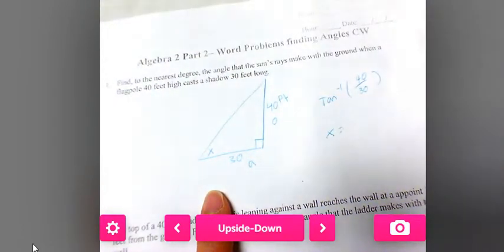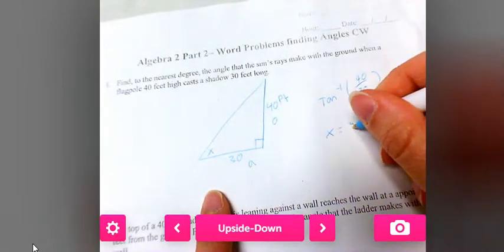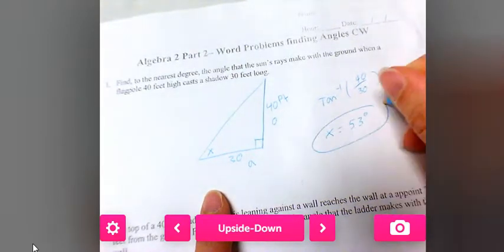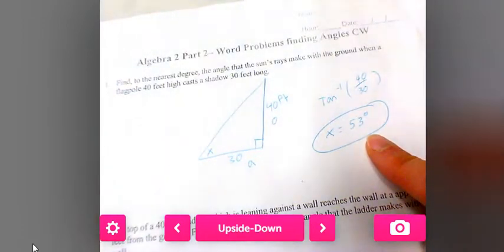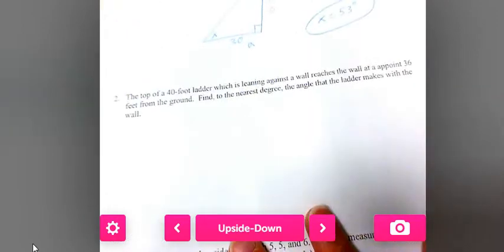I hit trig, go down to tangent with a -1, 40 divided by 30, and I get 53 degrees. I'm going to round to the nearest degree. So I know it says 53.13, I'm just going to round to 53 degrees. Okay? Any questions about number 1 before I move on? Is this how all of them work? Yep. Okay. Let's move on to number 2.